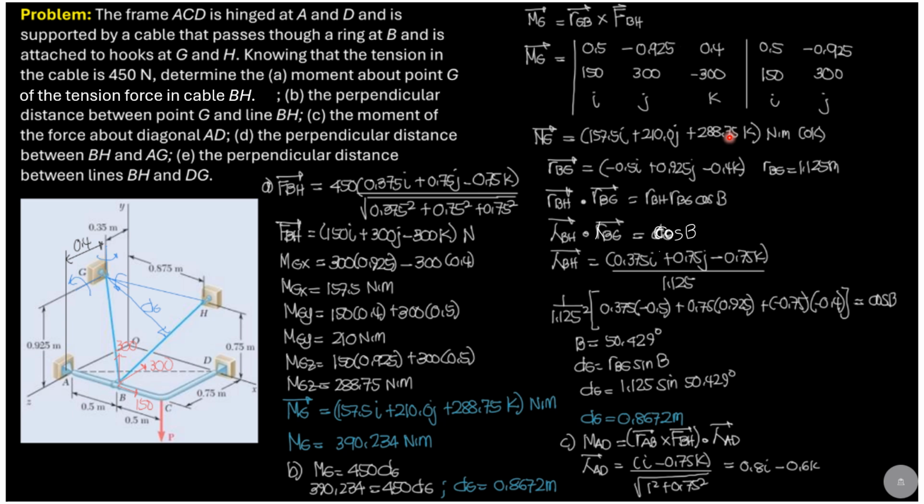Then another way is, what if there's no force? We are just asked to compute the perpendicular distance of point G from line BH. As I said, you can compute this by trigonometry. You compute the length of BG, length of BH, and length of GH. You can compute these lengths.